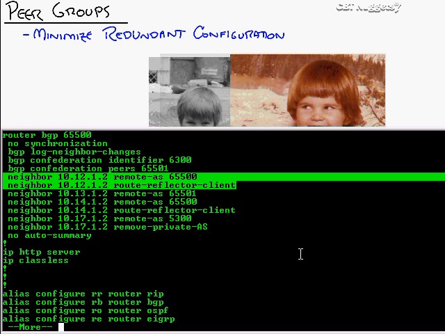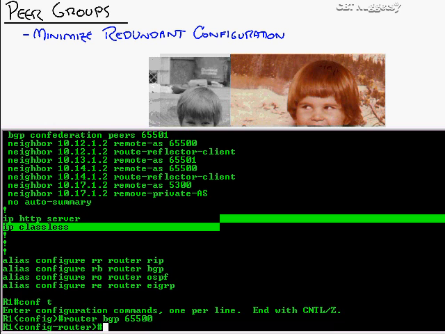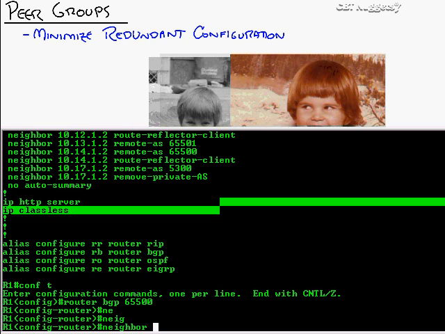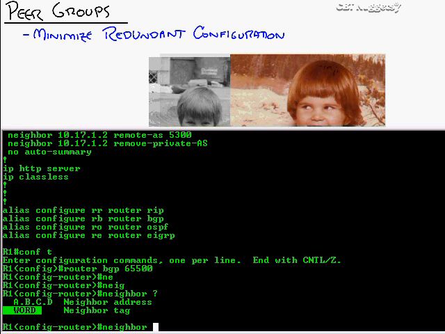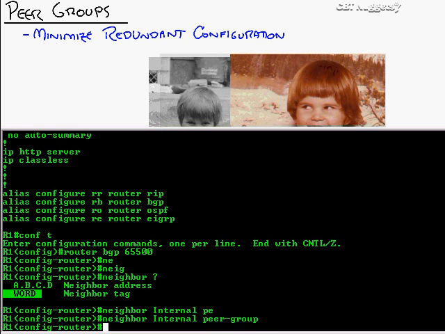Here, watch this configuration. I'm going to get into router BGP 65500, and I'm going to type in neighbor. But instead of typing in an IP address, I'm going to type in a tag or a name for this peer group or this neighbor. I'm going to type in internal, because these are going to be for the internal peers that are grouped together in my little sub-autonomous system here. And I'm going to type in peer group just to let it know I'm creating a peer group. That's the only unique command that's there for a peer group.